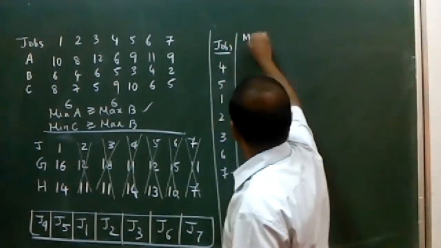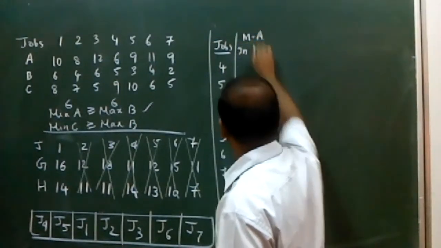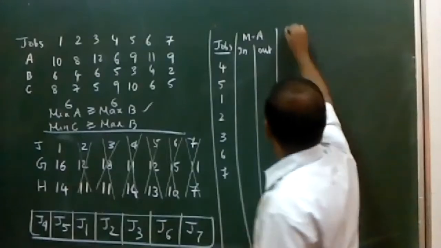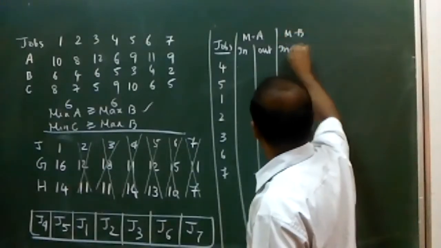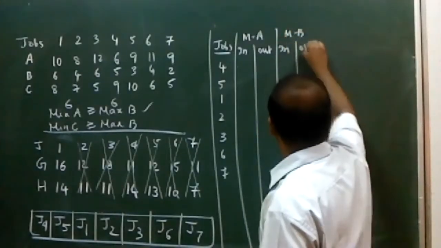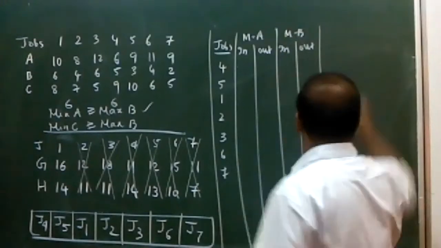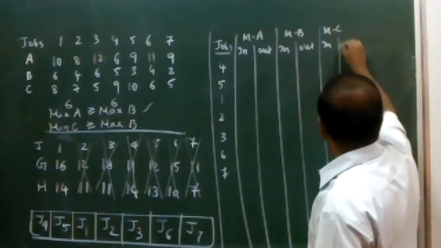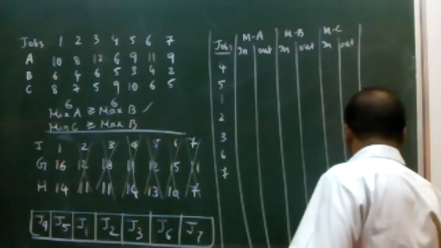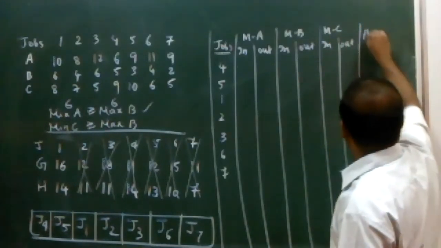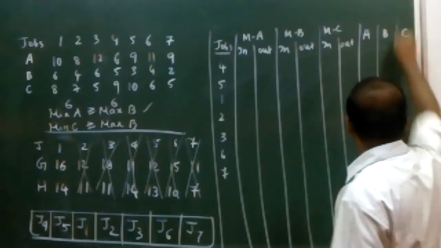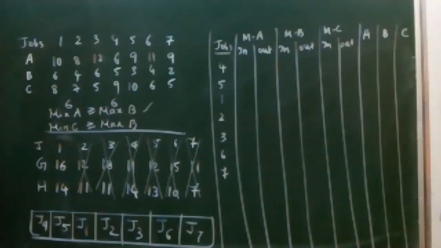Okay, so machine A in, out. Then machine B in, out. Okay, machine C in, out. Okay, we have 3 things here: idle time for A, idle time for B, idle time for C. I have directly written ABC. It is nothing but the idle time of ABC. So now let's do the calculations.